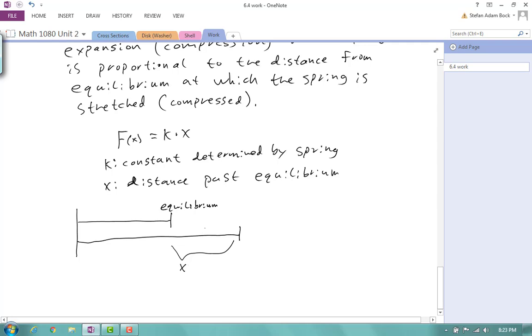If I were to stretch it a little bit less, I would have a force required to maintain that position.